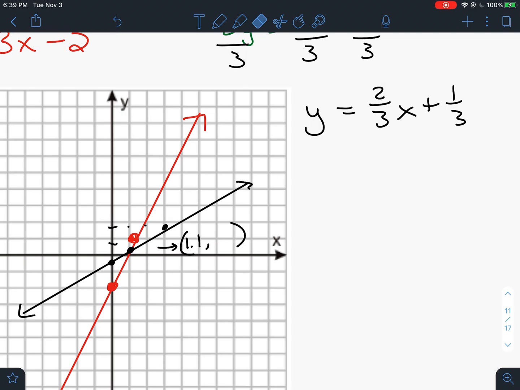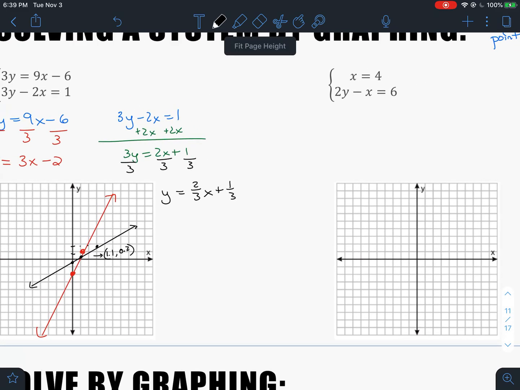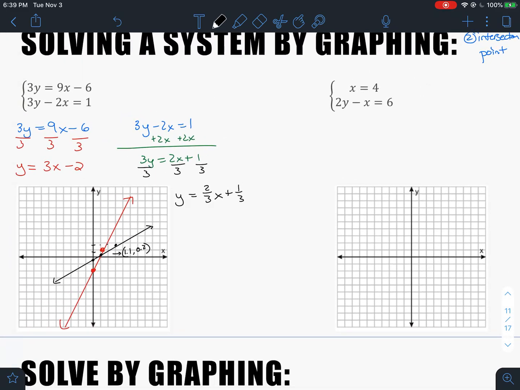So 1.1 over on the x-axis, not even 1.2, 0.2 up on the y-axis. So that looks to be about my solution. Doesn't look perfect, but that's what I mean. We'll estimate what our solutions are when we're graphing.